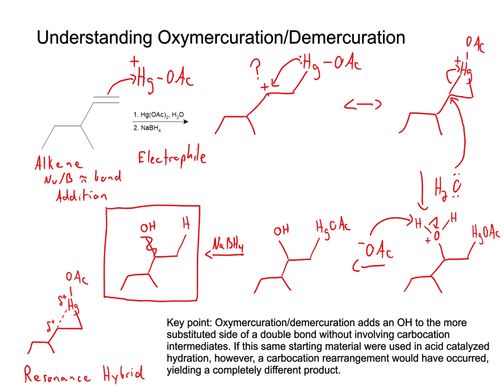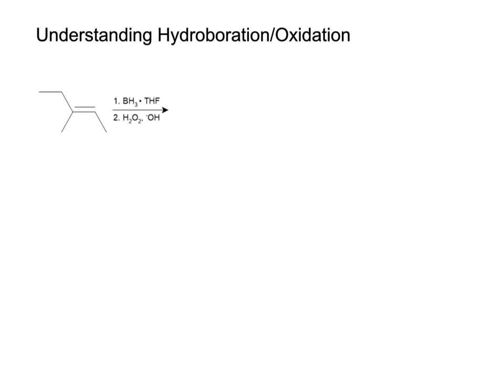Oxymercuration demercuration adds an OH to the more substituted side of a double bond without involving carbocation intermediates. If the same starting material were used in acid catalyzed hydration, however, a carbocation rearrangement would have occurred, yielding a completely different product. The next alkene addition that we're going to do without acid is hydroboration oxidation.